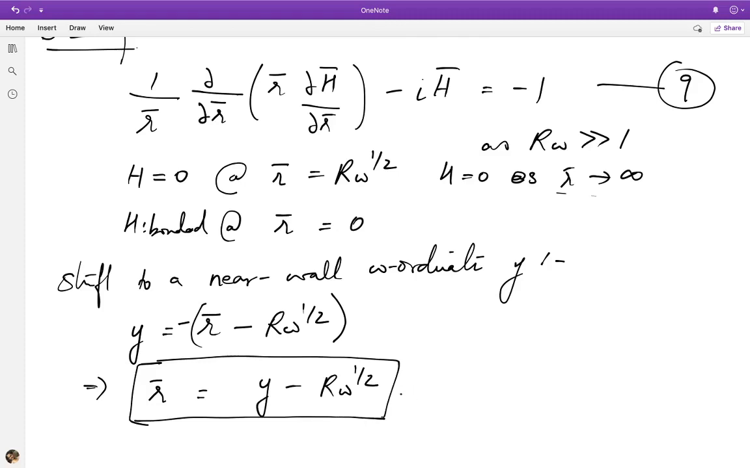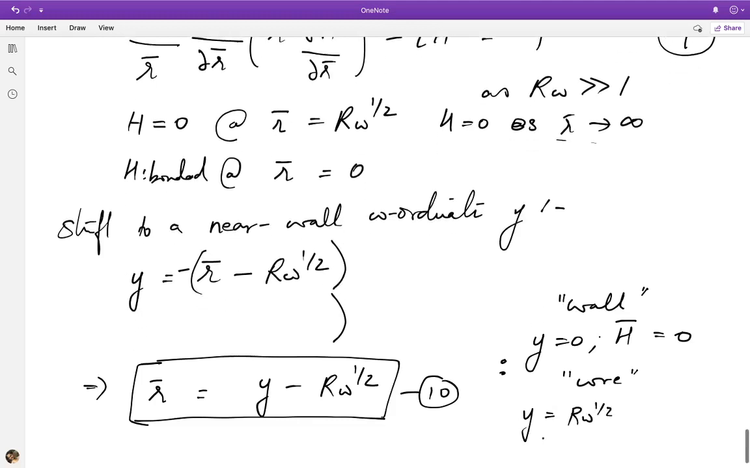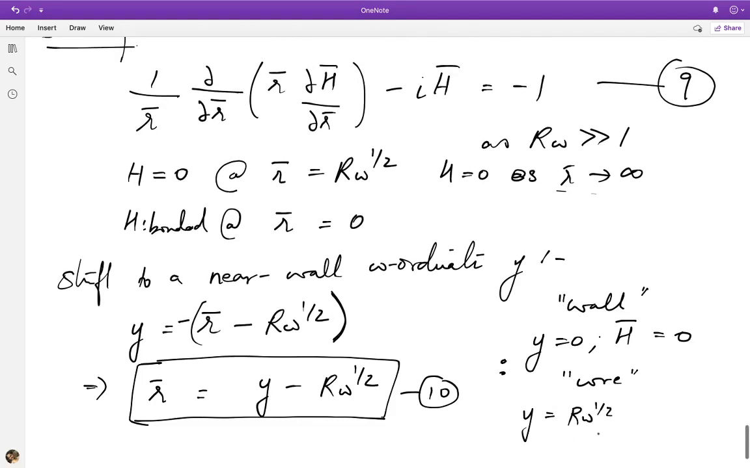So this is my transformation, let me call it 10. And what this implies is that at y equal to 0, I have h bar equal to 0. So this is the wall. Right? And this core is actually y must be equal to, for a fixed R omega, R omega to the half. But as R omega gets larger, in the limit of very, very large R omega, so we keep increasing R omega looking at the problem, it really means that as y tends to infinity, I have h being bounded.